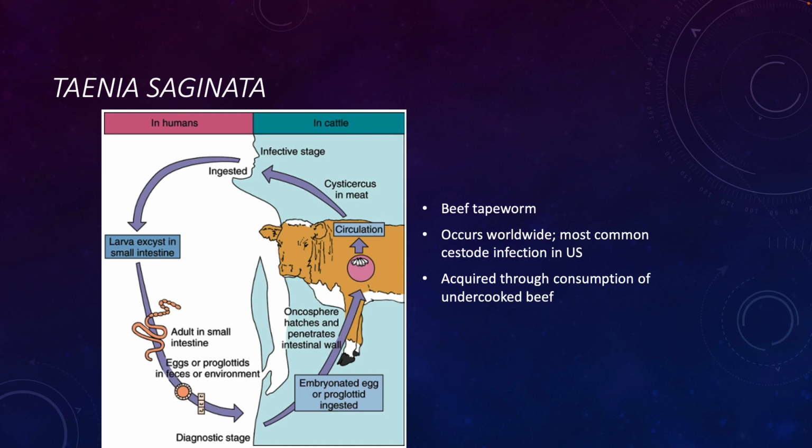The cow will ingest a proglottid or an embryonated egg. The larvae will encyst in the cow's muscle. A human will consume undercooked beef, which contains the larval form. The larvae will then exist in the small intestine and form eggs. And again, the patient would most likely notice this because of the passing of eggs or proglottids in the feces.